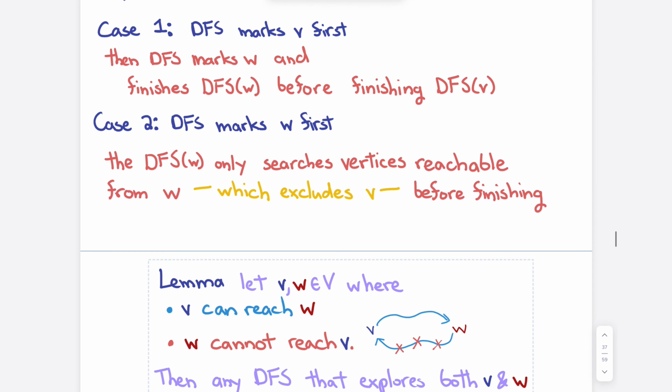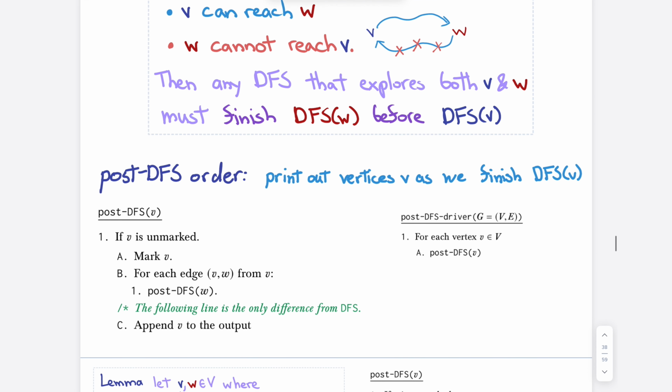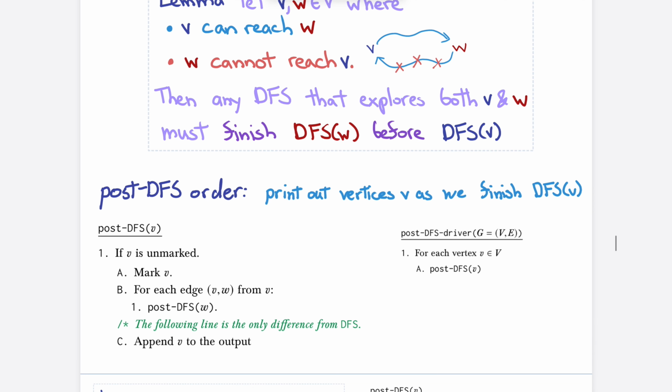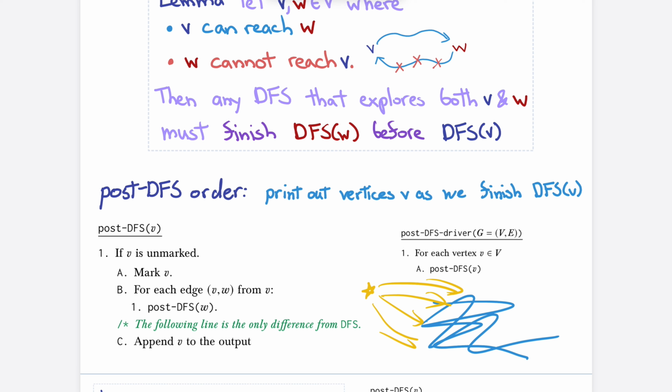Another way to think of this post DFS driver is like, imagine you had some crazy graph. The driver is sort of like adding a special vertex that has an edge to everyone and running DFS from this special vertex that can reach everyone. Then that first step will be looping over all the vertices. That's another way to think about it.